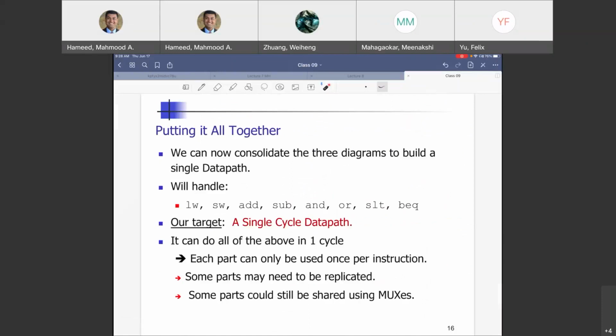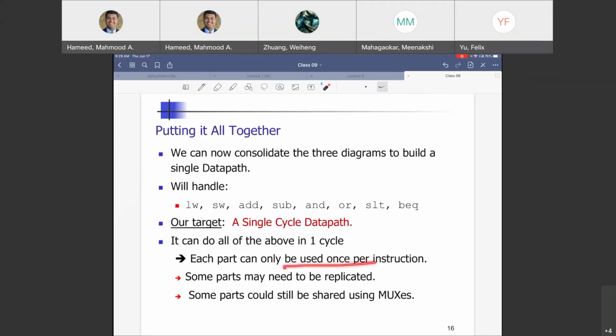Putting it all together. Now, my hope is that once you see all the pieces together, it's going to make a lot more sense than it did at the very beginning when I just showed you guys the picture. So putting it all together, we are going to consolidate all the 3 diagrams for R-type, I-type, and the branch instructions. We will try to handle all these 8 instructions, the simplified MIPS ISA. We're going to target a single data path, single cycle data path, 5 stages, 1 full instruction getting executed. It can do all of the above in 1 cycle.